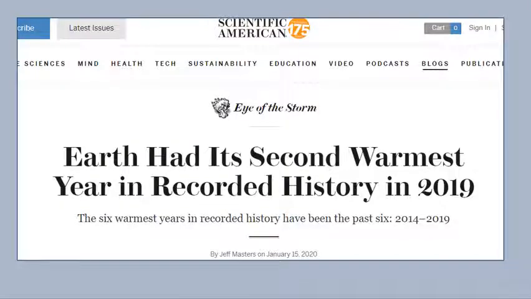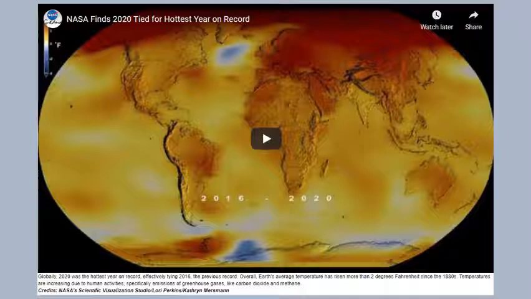Okay, and we're all seeing these headlines all the time at this point. Here's one from January 2020, about a year ago, saying that Earth had its second warmest year in recorded history in 2019. The 6 warmest years in recorded history have been the past 6, 2014 to 2019. Then data for 2020, which is out now, NASA finds that 2020 is tied for the hottest year on record. If you want to look up that link and read more about what NASA has to say, you can. But we're seeing these records being set all the time at this point. There's not too much question that something unusual is happening.